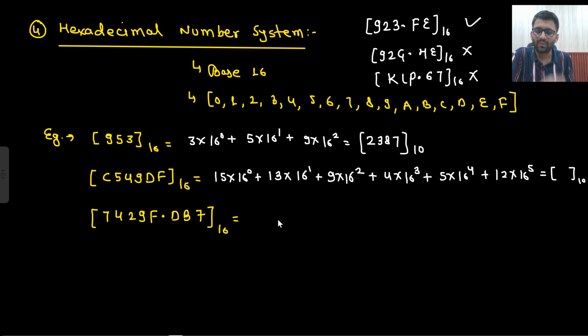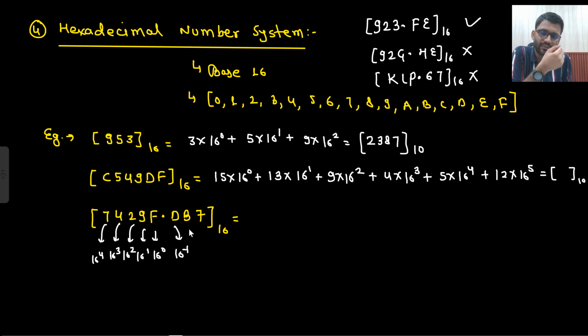Right? What about this one? So here this will have the base 16 to the power 0. This will have 16 to the power 1, this will have 16 to the power 2, this will have 16 to the power 3, and this will have 16 to the power 4. What about this one? This will have 16 to the power minus 1, this one will have 16 to the power minus 2, and this one will have 16 to the power minus 3. And you can add them up and you will get the number in decimal.